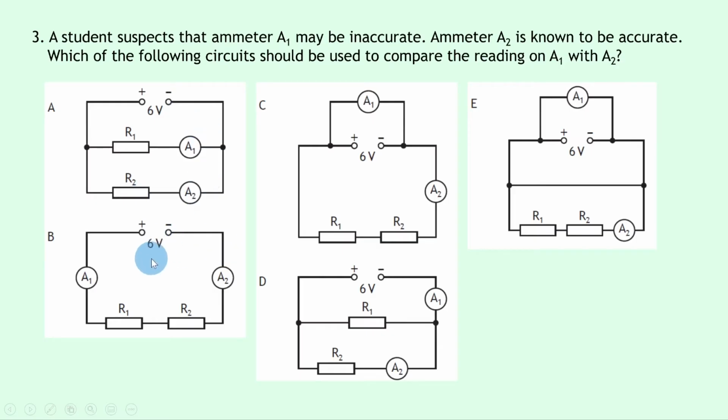For B though, we can see that A1 and A2 are actually both on the same branch or same path because this is a series circuit. So that means that if ammeter A2 is measuring the current in this branch and I know that one's accurate, then I can just compare my value that I get from A1 with the value from A2 because they should be exactly the same since current in a series circuit is the same at all points. And I don't need to go through the rest because you can hopefully see that A1 and A2 for C, D and E are actually on different branches. So that means my answer has got to be B.